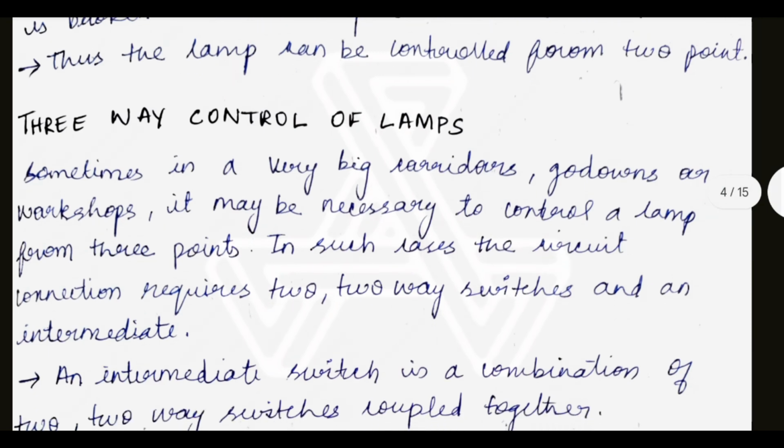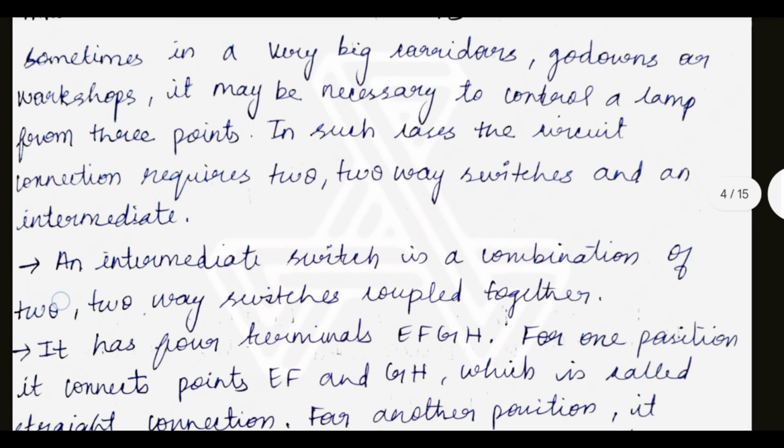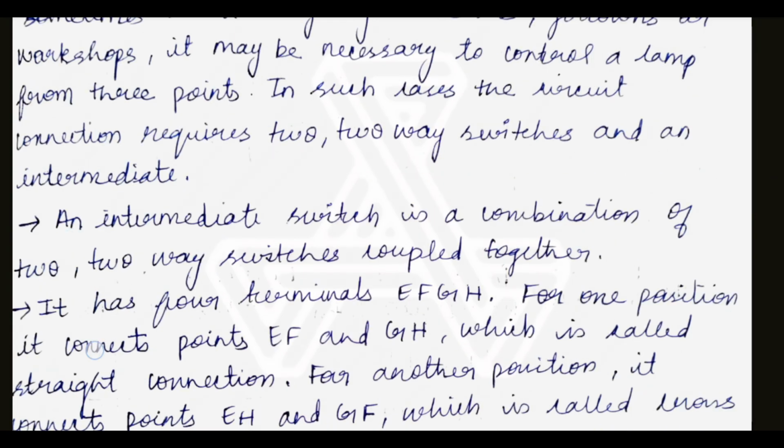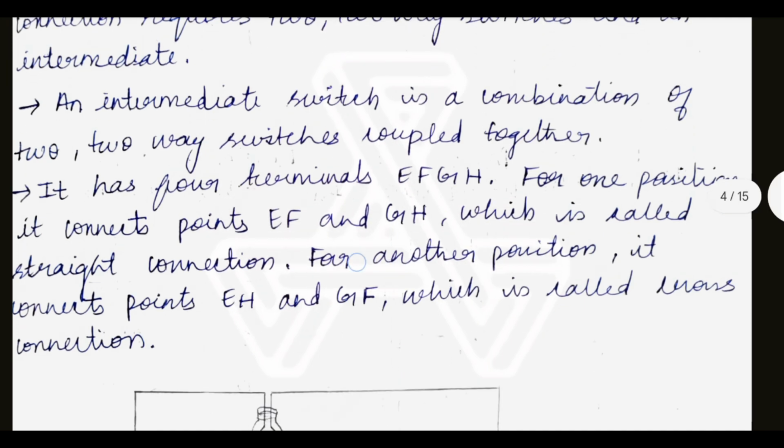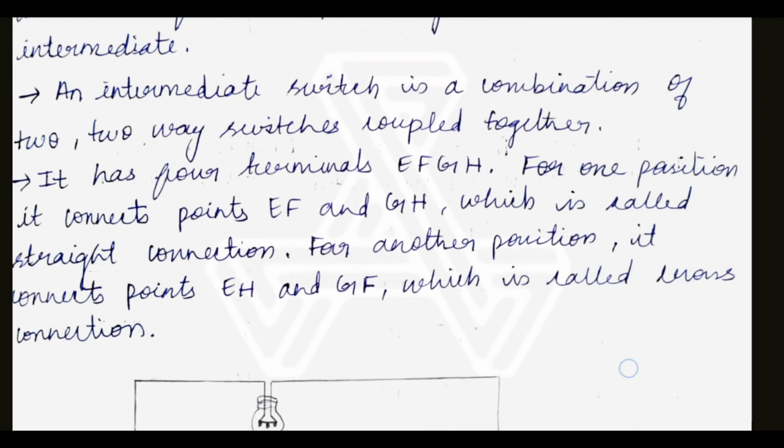Three-way control of lamps. Sometimes in very big corridors, godowns or workshops, it may be necessary to control a lamp from 3 points. In such cases, the circuit connection requires two two-way switches and an intermediate switch. An intermediate switch is a combination of two-way switches coupled together.